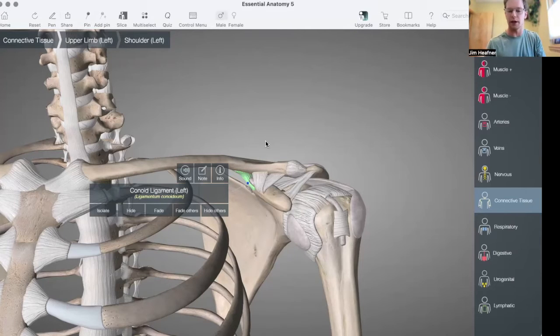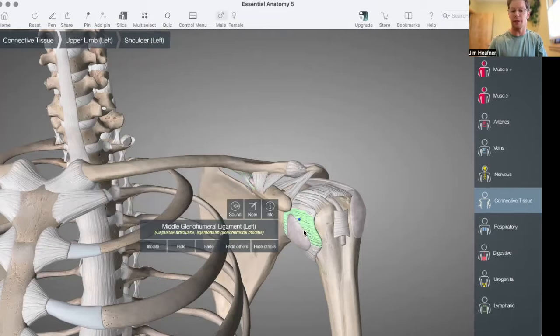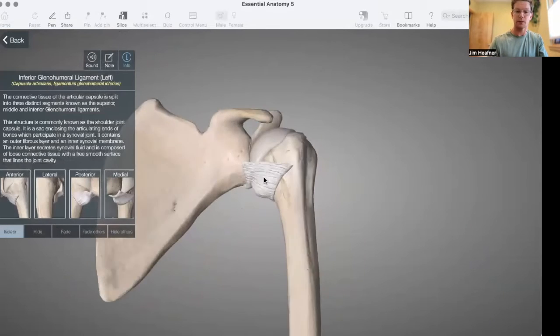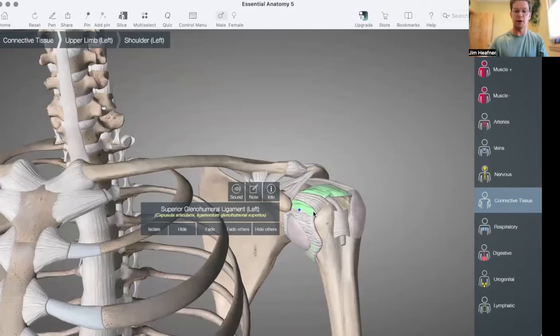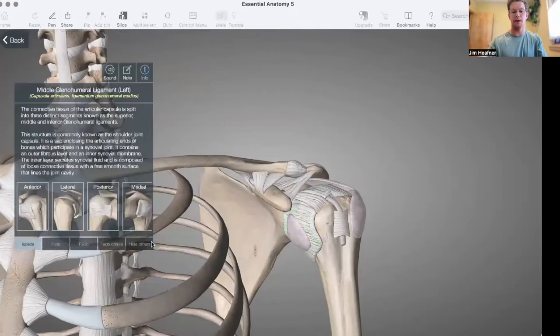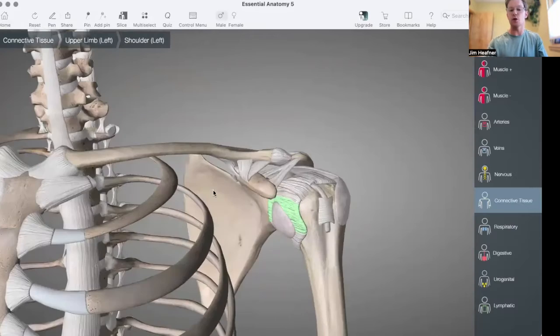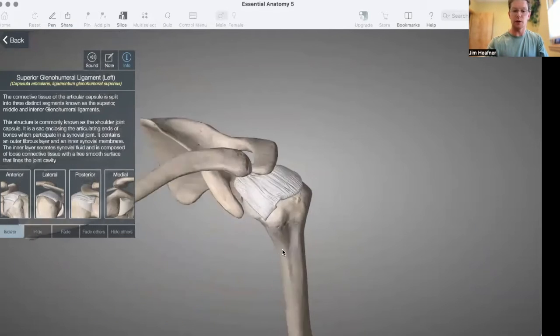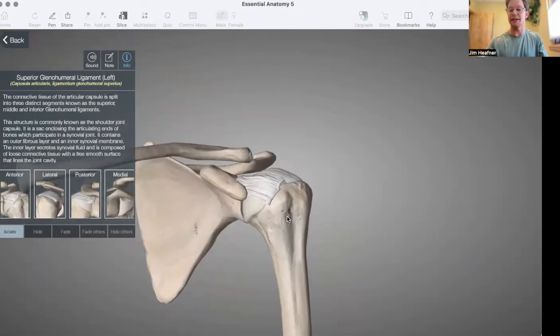So if you look at the other chart again, and I'll have it up towards the end, you can see how the conoid and the trapezoid ligament, if you look at their innervation, have sensory input that goes back to C3, C4. If we look at our glenohumeral ligaments, the inferior glenohumeral ligament, if I isolate that structure, the middle glenohumeral ligament, and then the superior glenohumeral ligament, each one of those goes back to C5, C6.